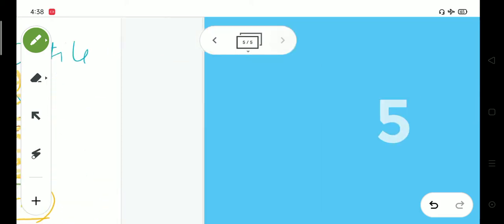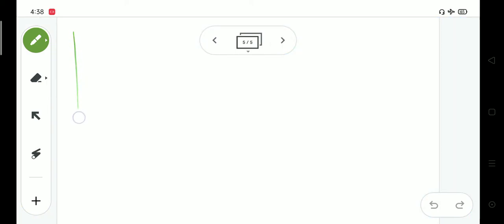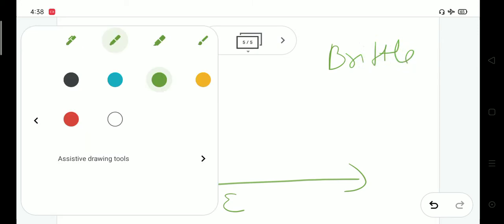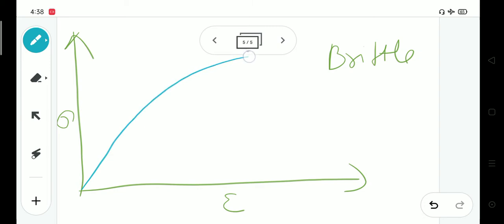Now, similarly to this one, here comes another graph for our brittle material. Brittle. Now the graph is something like this. Though it doesn't have any physical evidence of an elastic yield point, or you may say the ultimate stress.